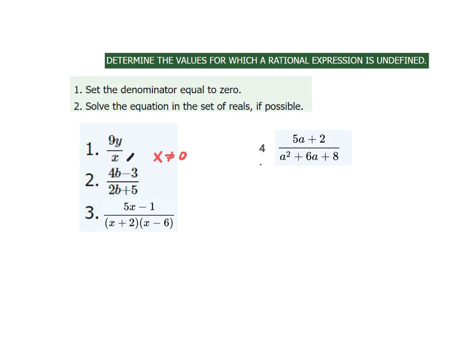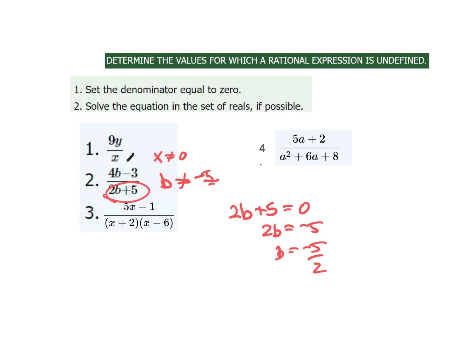If we look at our second one, we have 2b plus 5 in the denominator, and so to figure out what will produce a 0, we can set the denominator equal to 0 and then solve that equation, and we will see that b cannot equal negative 5 halves because that's when we will produce a 0 in the denominator.